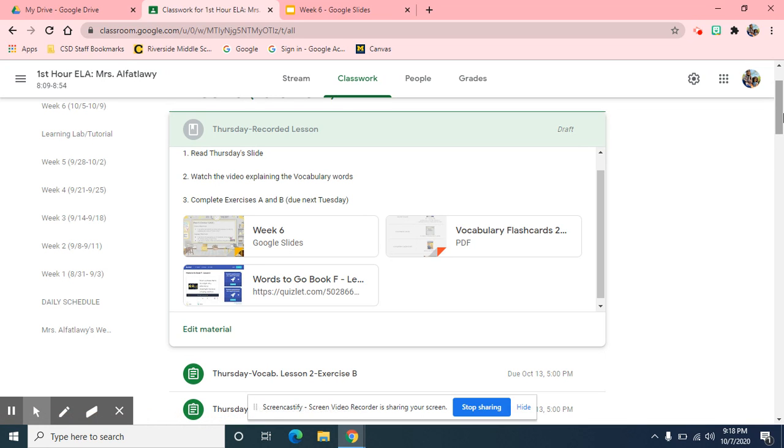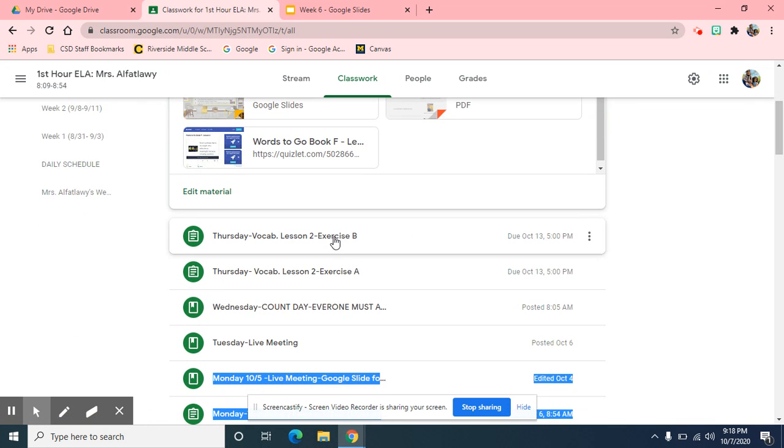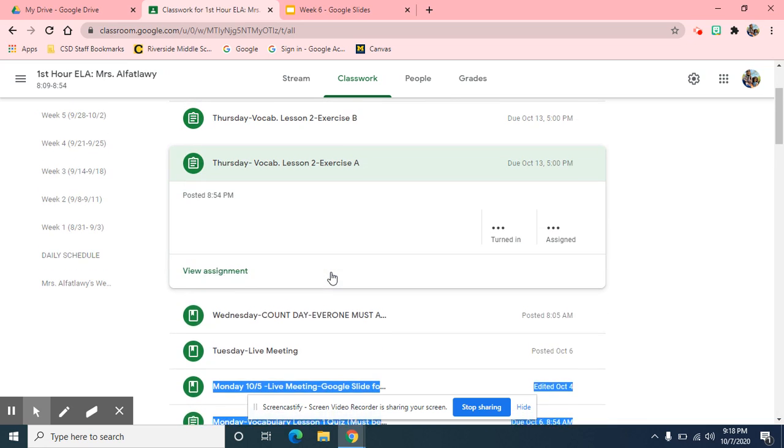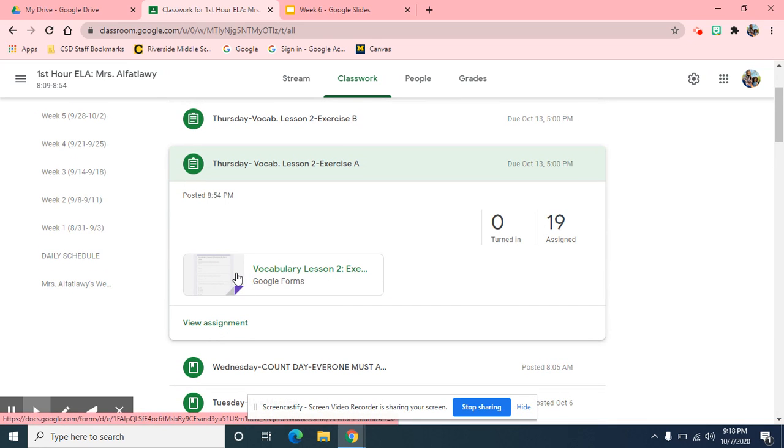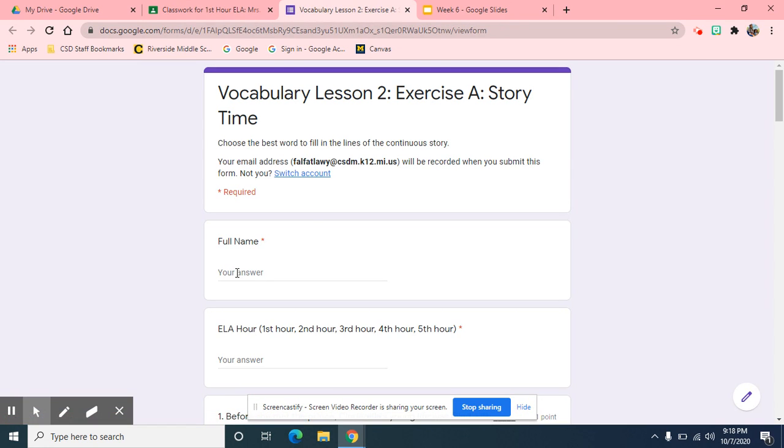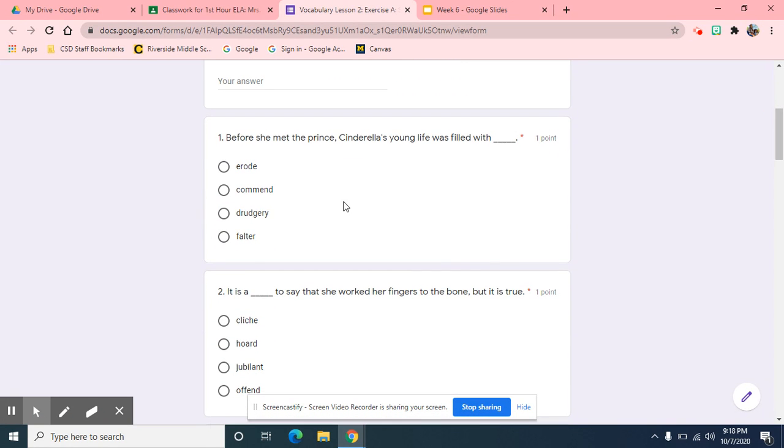And again, if you click on Thursday vocab A and B, if you click on this Google form, this is actually a graded assignment. What you need to do is, basically you're filling in the blank here. You're filling in the sentence. Before she met the prince, Cinderella's young life was filled with erode, commend, drudgery, or falter. Okay, and then you would pick the best answer. Those questions came from the packet that I gave you.